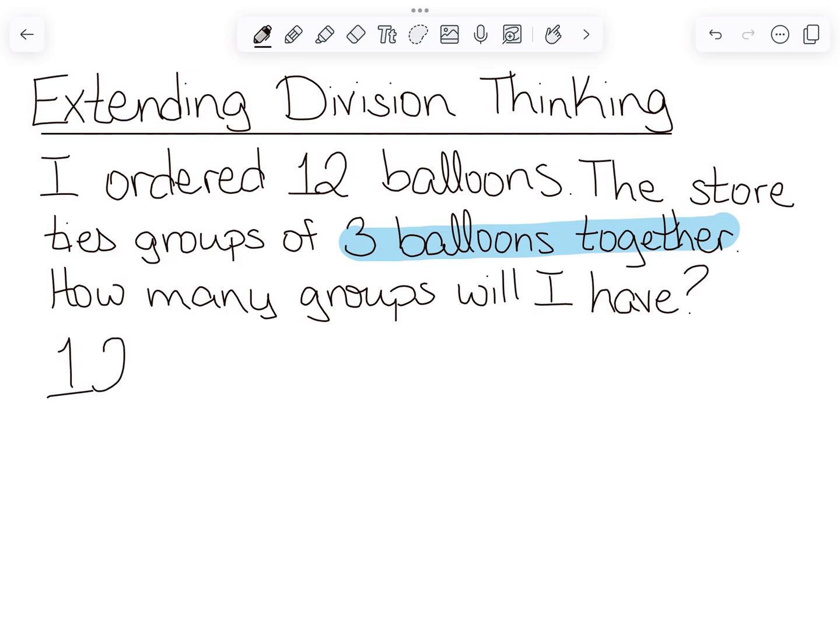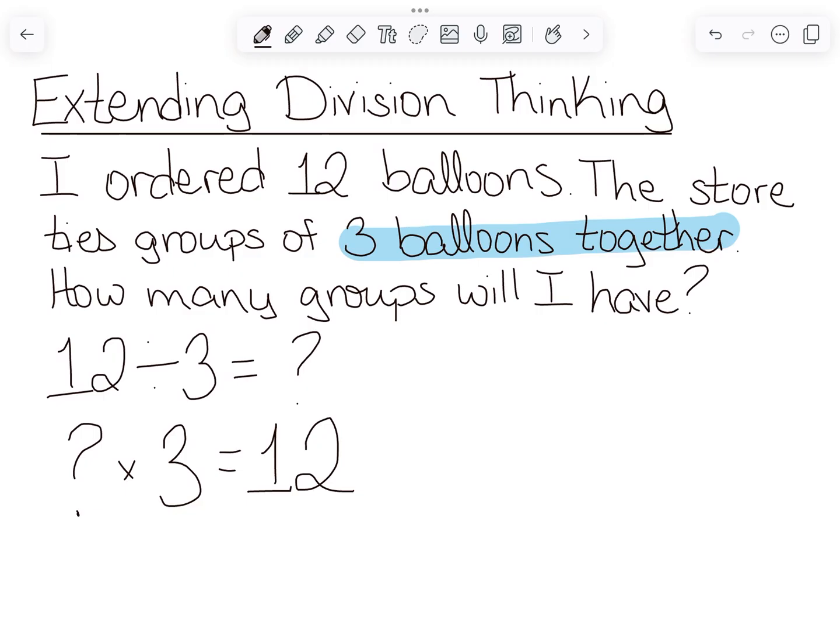So our division problem will be 12 divided by 3 is equal to what? The corresponding multiplication problem, we do not know how many groups we have. We know there are 3 per group, and that's equal to 12. We could draw a picture here. We have one group of 3 balloons, a second group, a third group, and then a fourth group, and that gets us to the total of 12. So we can see that our solution here is 4.